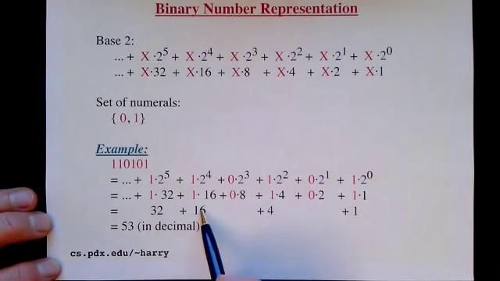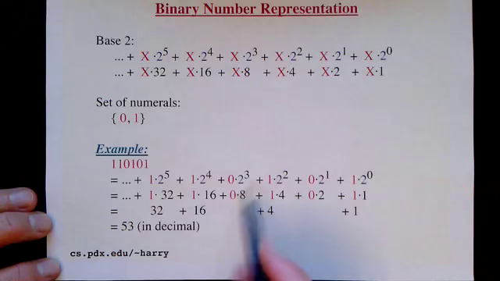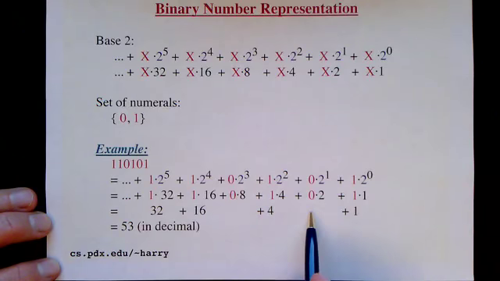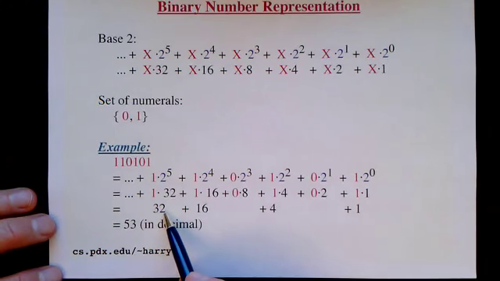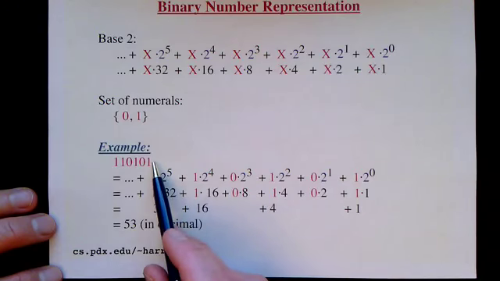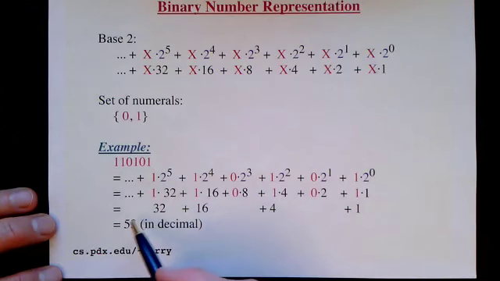We have 1 times 32. We have 1 times 16. We have no 8s. We have 1 times 4. We have no 2s. And we have 1 times 1. So adding these together, we get 32 plus 16 is 48, plus 4 is 52, plus 1 is 53. So this is the binary number representation for what we would express as 53 in the decimal number system.